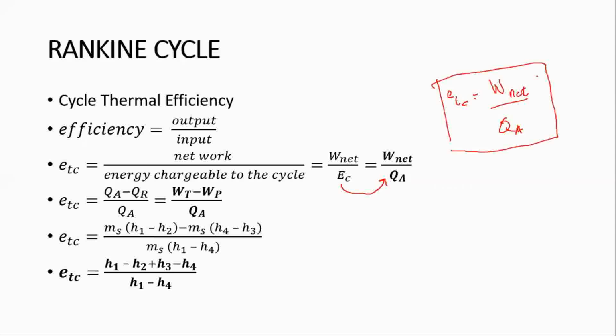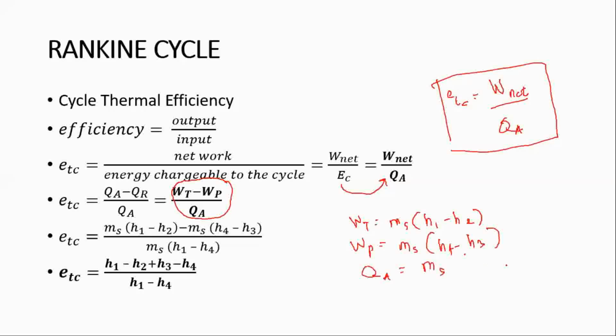However, nakuha na natin tong work net. So pwedeng QA minus QR over QA or pwede rin ito na lang, no? Work ng turbine minus work ng pump over QA. Ano ba ang work ng turbine? Mula sa formula natin kanina, we have mass of steam times H1 minus H2. Work ng pump, that is what? Mass of steam times H4 minus H3. And then ang QA natin, kung babalikan mo, is mass ng steam times H1 minus H4.